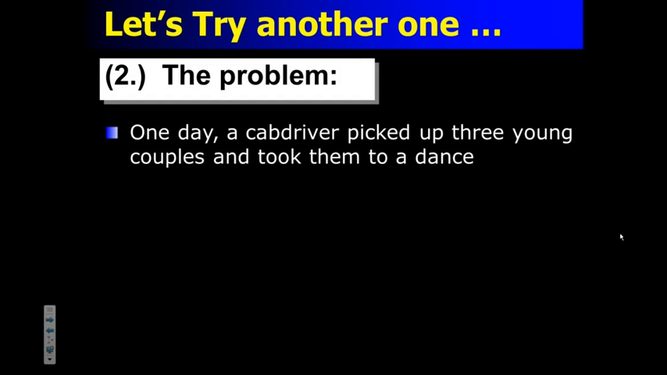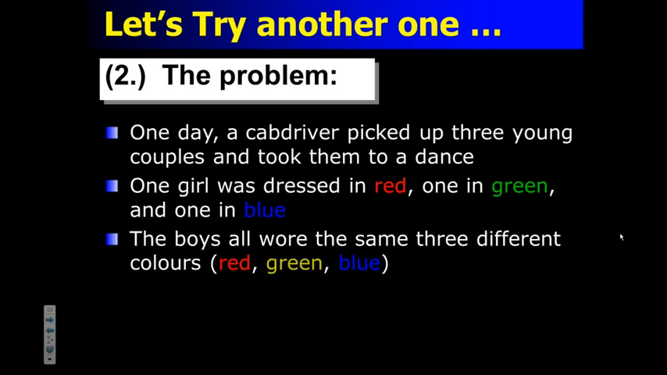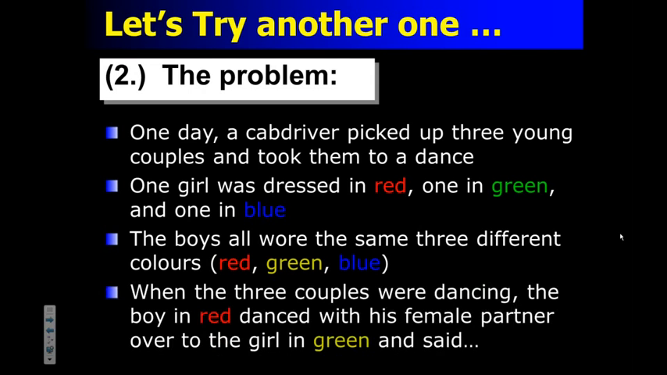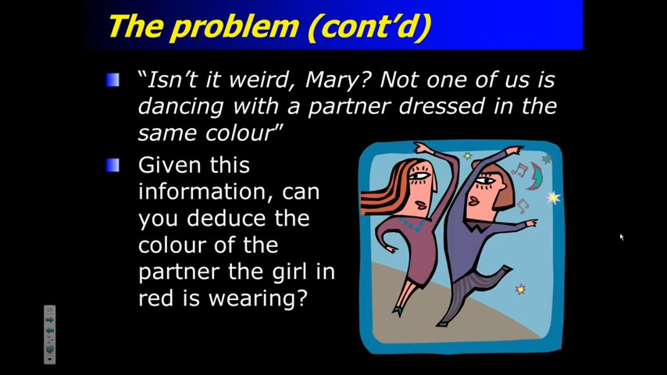Let's try another one. So one day a cab driver picks up 3 couples and takes them to a dance. One girl is dressed in red, one girl in green, and one girl in blue. And then there's 3 boys who are also dressed in 3 different colors, red, green, and blue. So the 3 couples go out dancing, and the boy who's wearing red dances with his little partner over to the girl in green and says to her, hey, Mary, isn't it weird? Not one of us is dancing with a partner dressed in the same color. The problem is, based on this information, what color is the girl in red wearing?